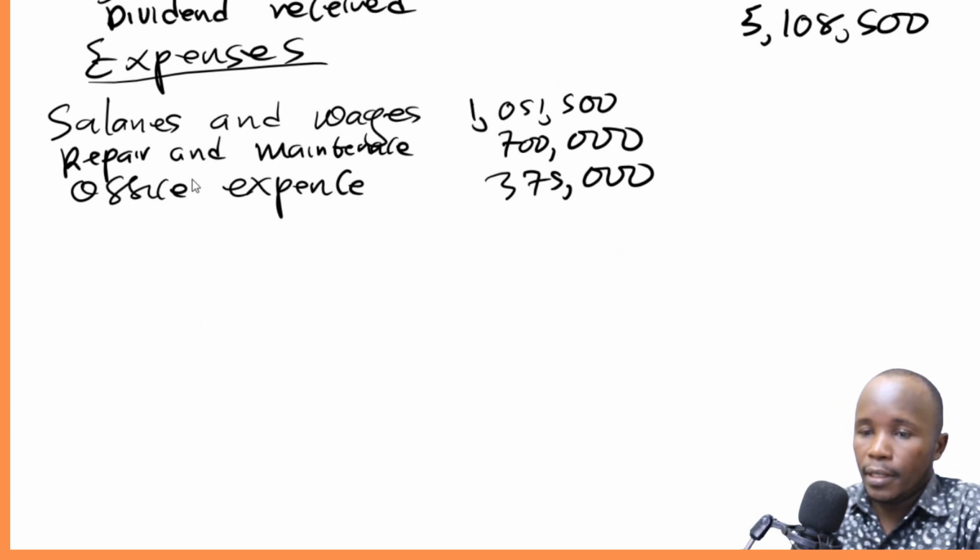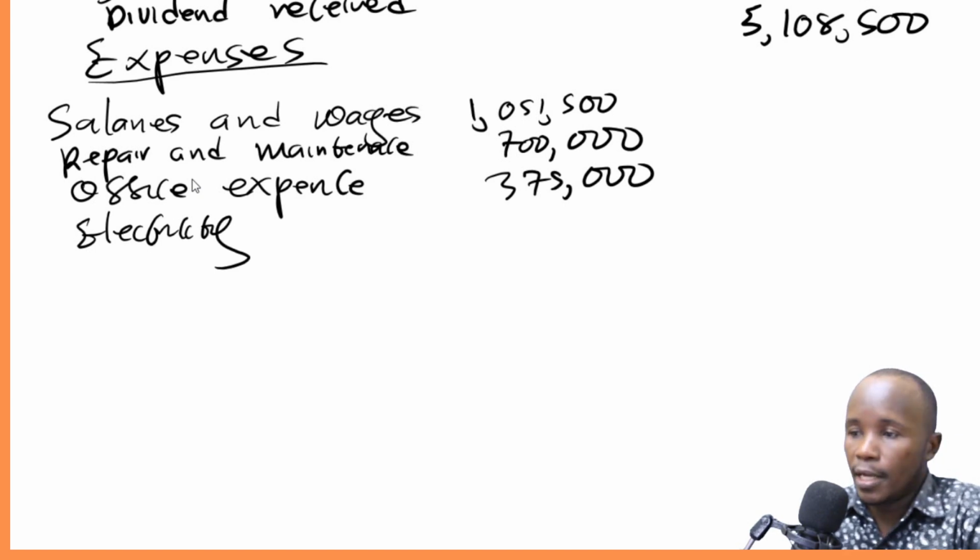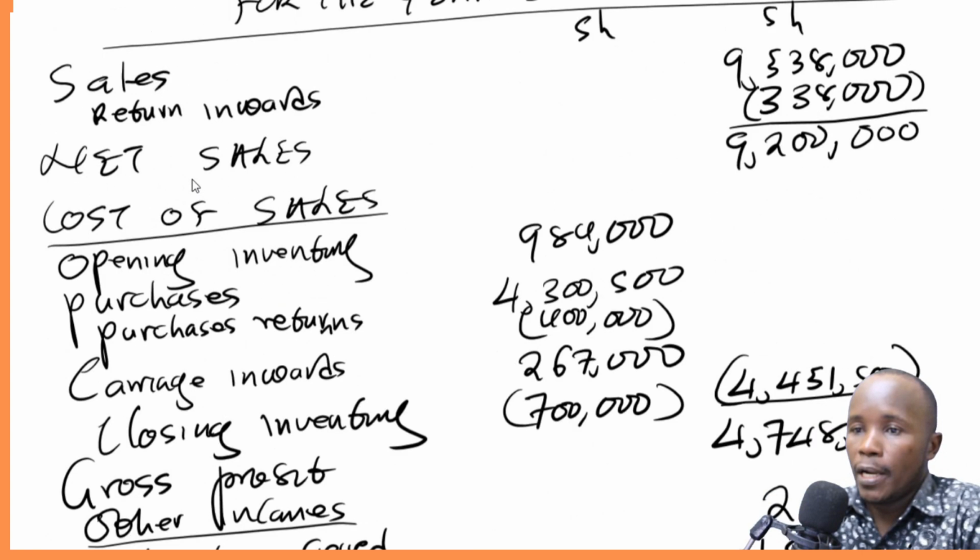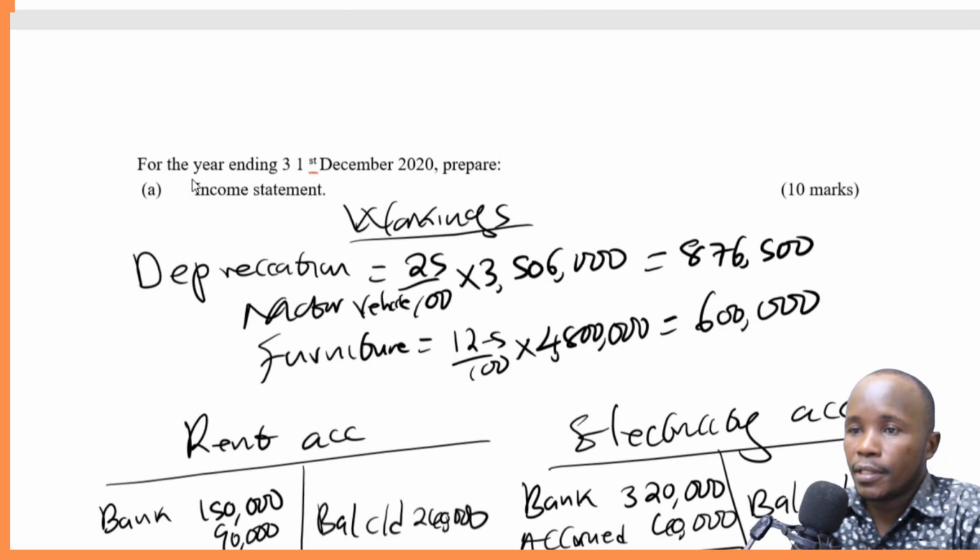Electricity had some adjustment. Check our working and we bring this as 360,000. We move on. Any other expense?